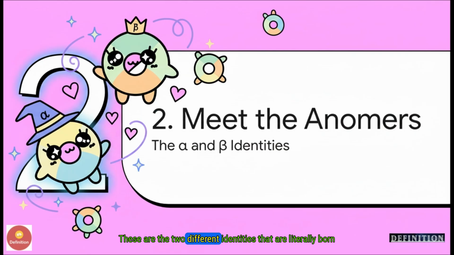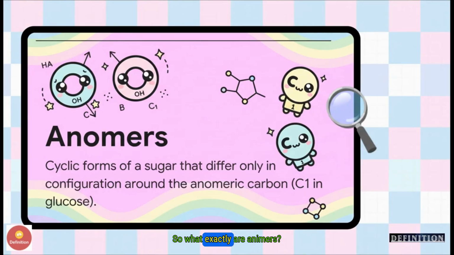These are the two different identities that are literally born from that ring-closing reaction we just talked about. So what exactly are anomers? Well, they're a type of stereoisomer. That just means they have the exact same chemical formula, but a different 3D arrangement of atoms. And the key difference, the only difference, is at one very specific spot, the anomeric carbon. For glucose, that's our old friend carbon 1, the one that used to be the aldehyde.